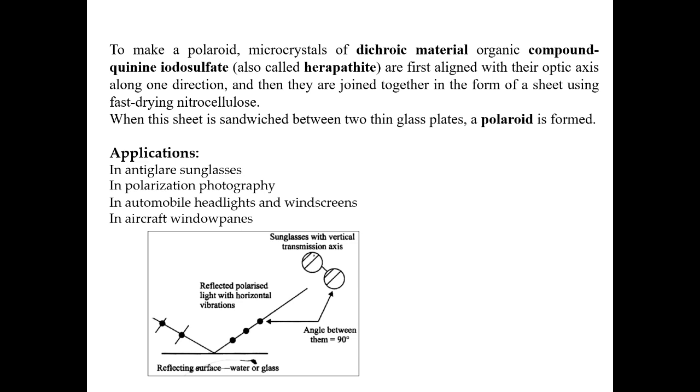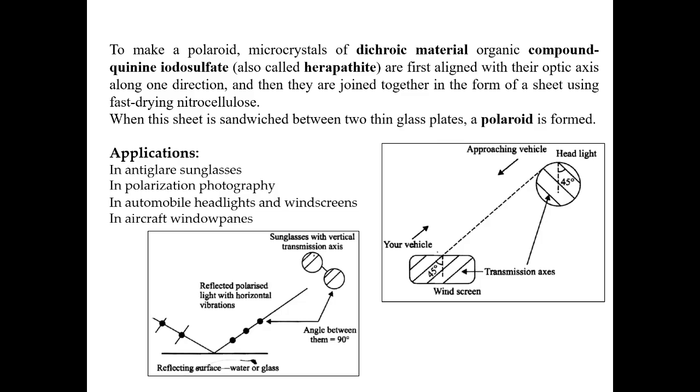Like in anti-glare sunglasses, polaroid lenses with vertical transmission axes are used, which can filter out the reflected polarized light with horizontal vibrations, or glare. In automobile headlights and windscreens, polaroids with transmission axes inclined by 45 degrees with the vertical axis are used. When a windscreen comes in front of a headlight, the transmission axes of them become perpendicular to each other to block most of the light from the headlight from entering the windscreen of the vehicle.